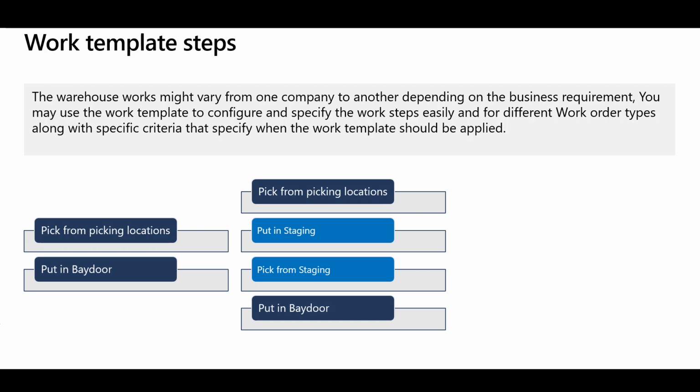This could be a more complex process in 4 steps, by placing the picked items first in a staging location before moving the items to the bay door. Typically, this process is performed for quality management or for any value-added services like palletizing the items. So in that case, a warehouse worker will pick the items first from the picking locations and then place the items in a staging area. Then someone else will pick the items from the staging area and move them to the bay door.